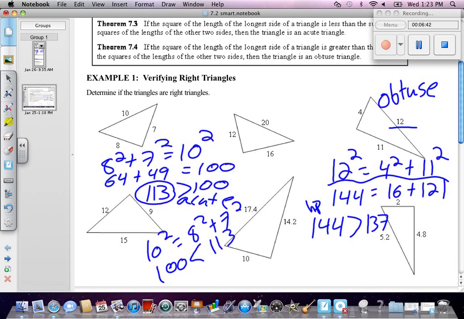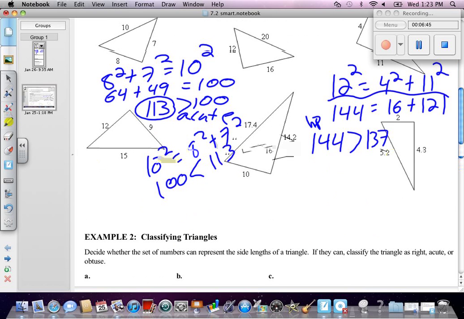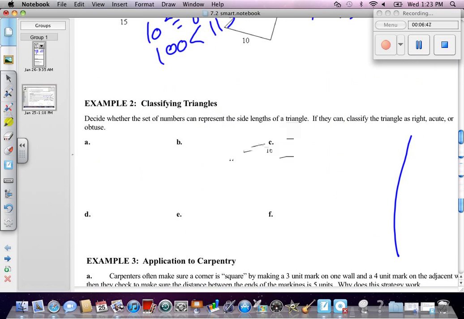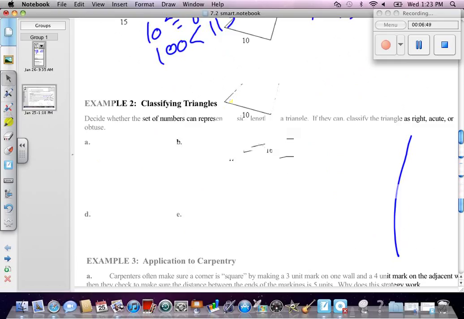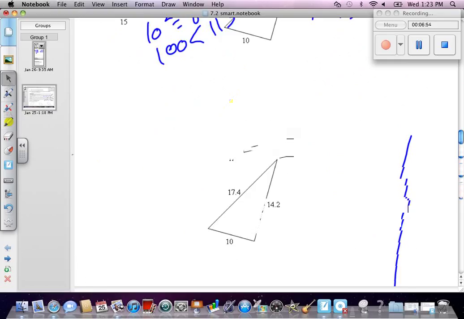No. Okay. Let's try another one. Let me move some of this out of the way. Can't say. Let's do this one. Okay. Which one is that? This is D. E. Okay.